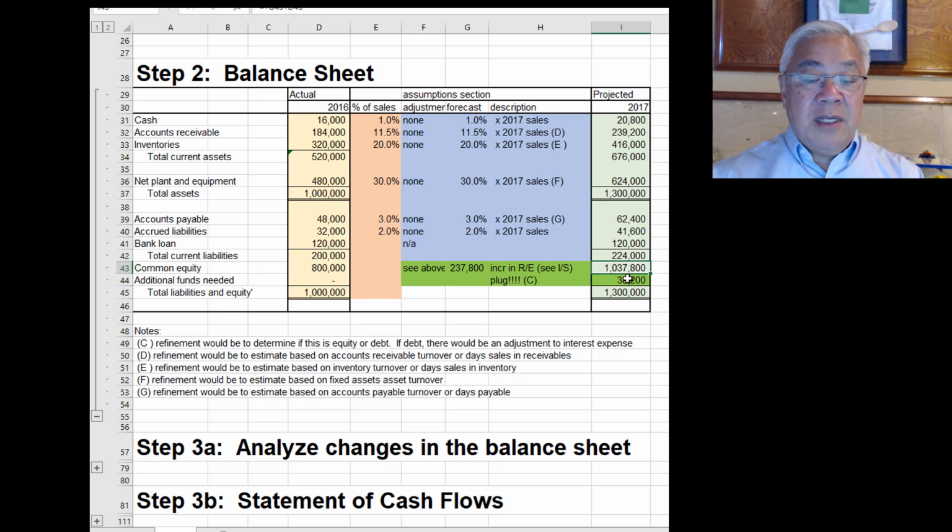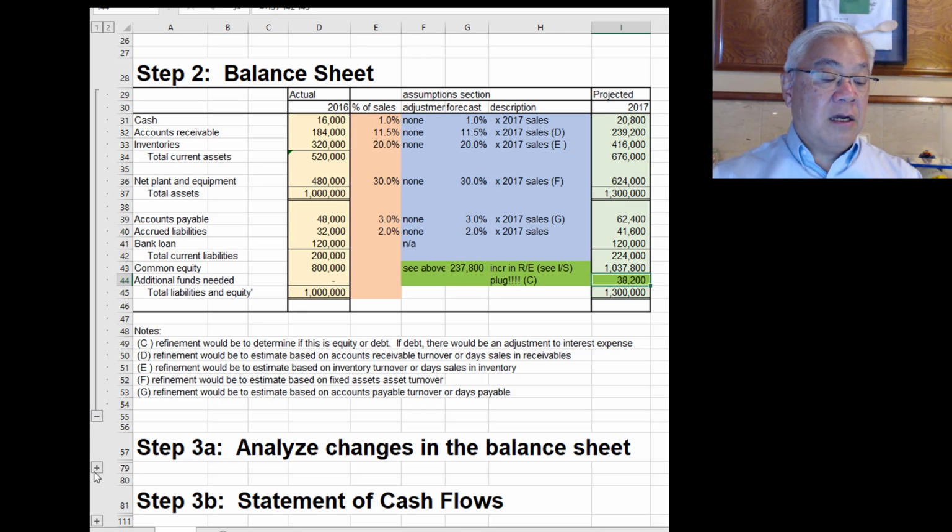The big assumption here is right here. It's the plug. A plug is an accounting term, which means when things don't balance, you make it balance. So we had total assets of 1.3. We have total liabilities and capital here, and we need another 38,000 to balance. So we plug it. This number is the AFN. So this is how much additional capital we will need to support our forecasted sales. Right? So that's a key outcome here.